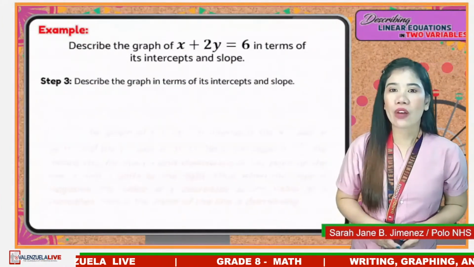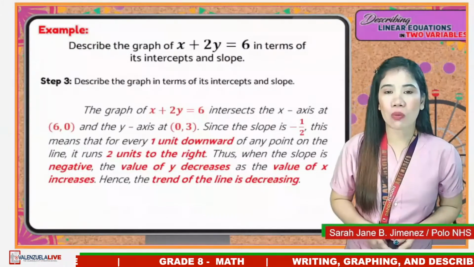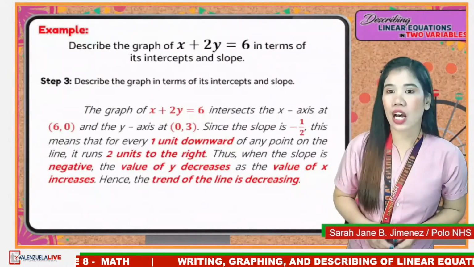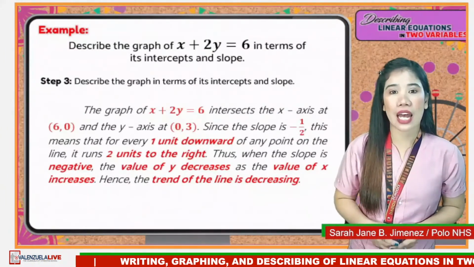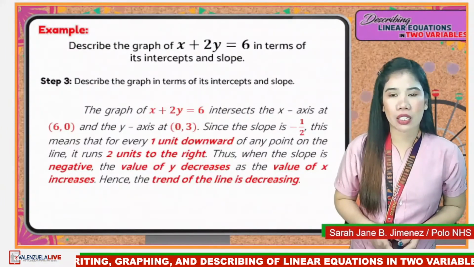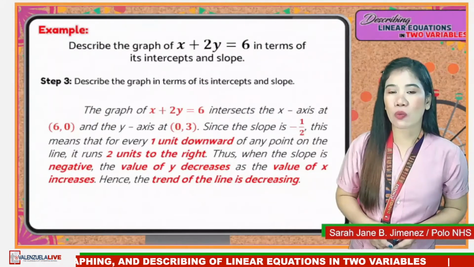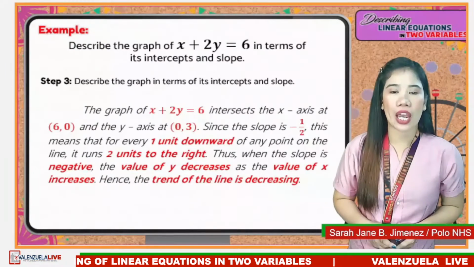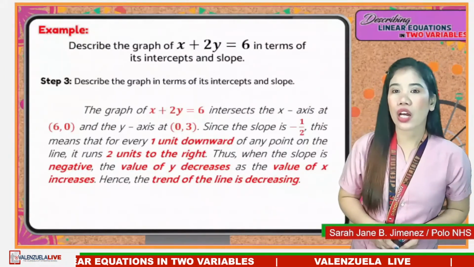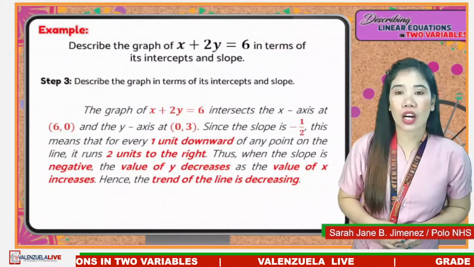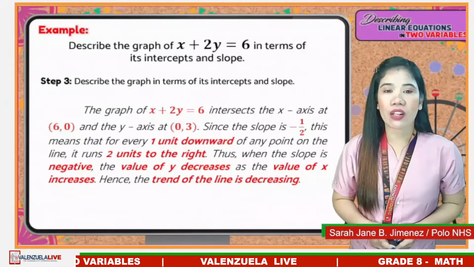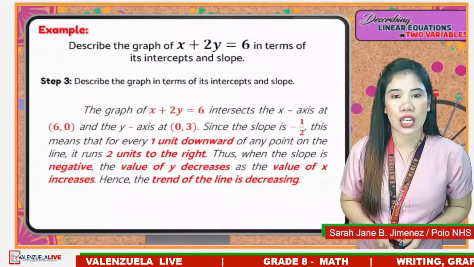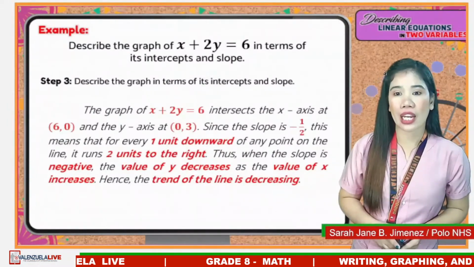The graph of x plus 2y is equal to 6 intersects the x-axis at (6, 0) and the y-axis at (0, 3). Since the slope is negative 1/2, this means that for every 1 unit downward of any point on the line, it runs 2 units to the right. Thus, when the slope is negative, the value of y decreases as the value of x increases. Hence, the trend of the line is decreasing.